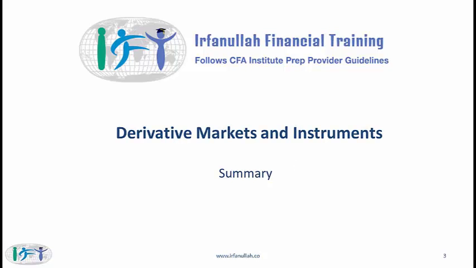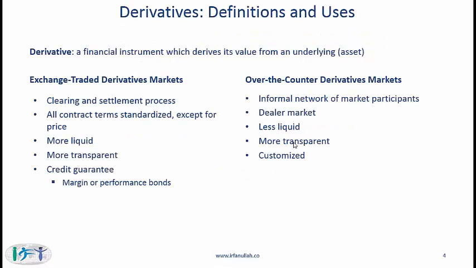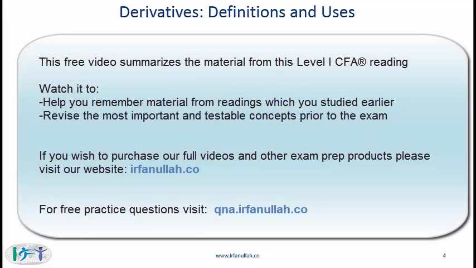This video is a summary of the reading on derivative markets and instruments. A derivative is a financial instrument which derives its value from an underlying (asset). Now, asset is in parentheses because often the underlying is an asset, but it doesn't have to be. The underlying could also be a rate.